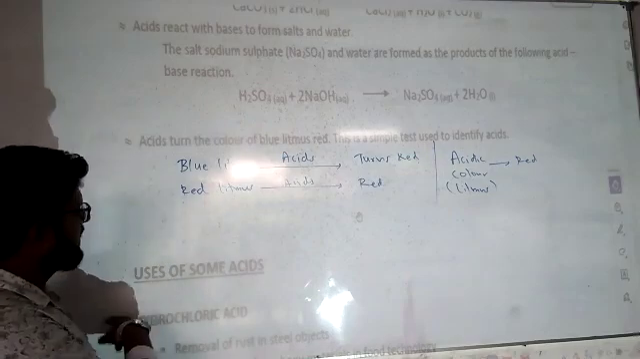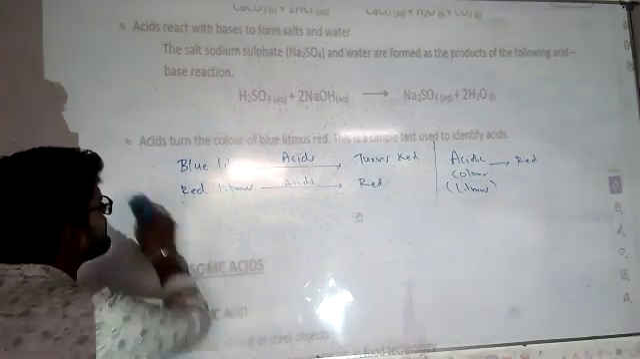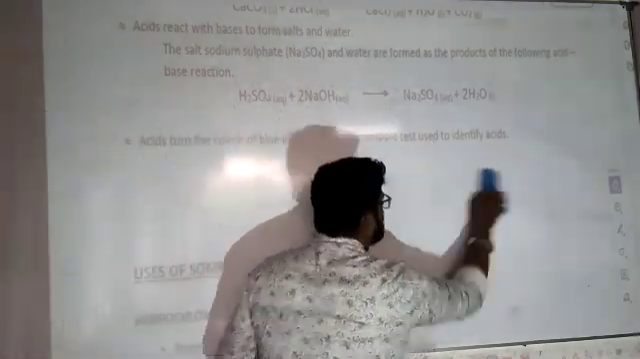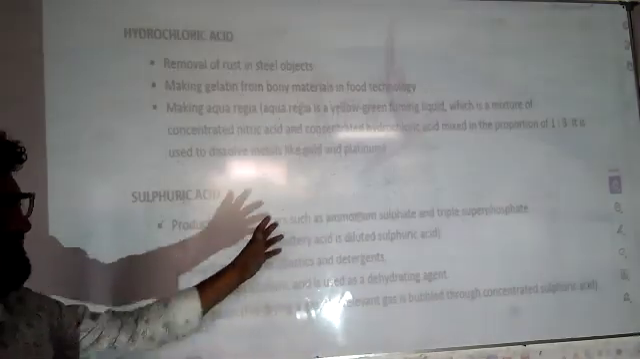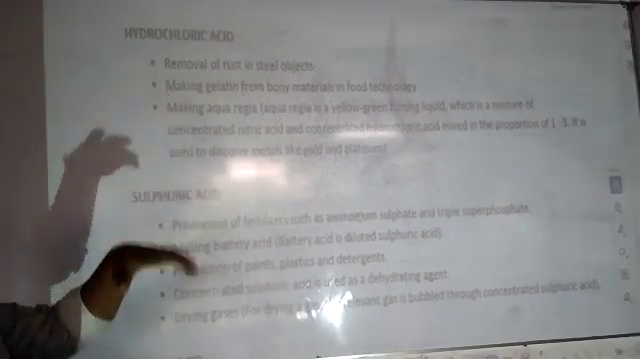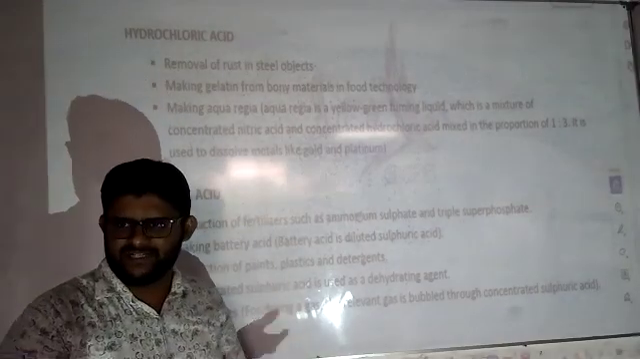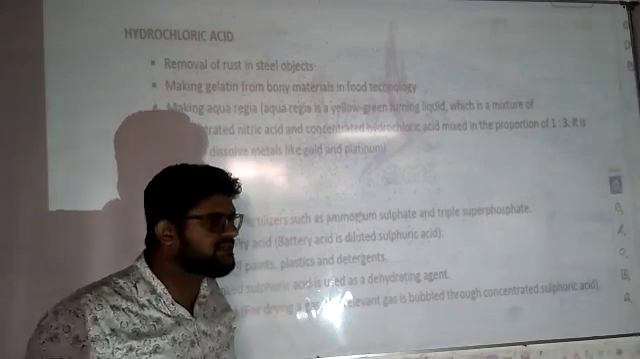Right. So, uses of some acids. What are the uses of acids? Some of the acids are given here. Hydrochloric acid: just learn these by terms. Removal of rust in steel objects. To remove the rust from rusted steel objects, they use HCl.